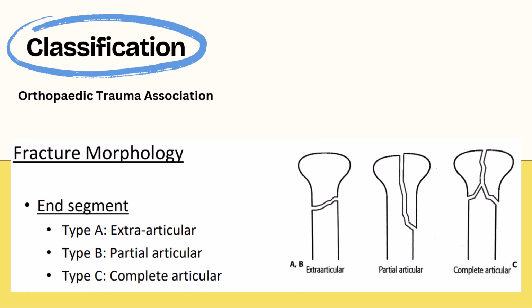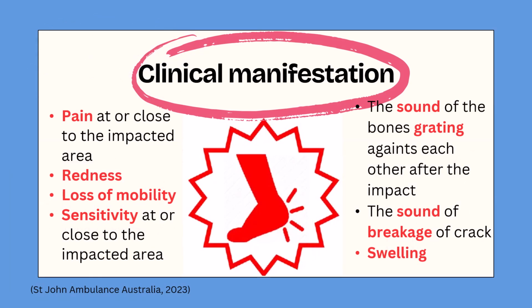This is the classification of fracture for the end segment. There are 3 types: type A, type B, and type C. Type A is extra-articular, type B is partial articular, and the last, type C, is complete articular. This slide will explain about clinical manifestation of fracture.